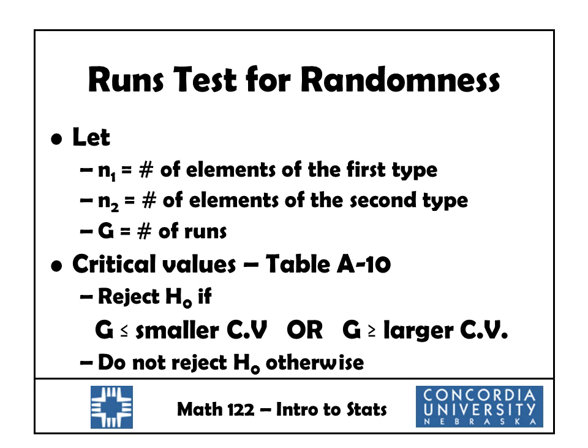And from that table we're going to get 2 critical values, a smaller critical value and a larger critical value. Our criteria is that we reject the null hypothesis if g is less than or equal to the smaller critical value, or g is greater than or equal to the larger critical value. And we do not reject the null hypothesis otherwise. So if g is somewhere between that smaller and the larger critical value, we do not reject the null hypothesis.